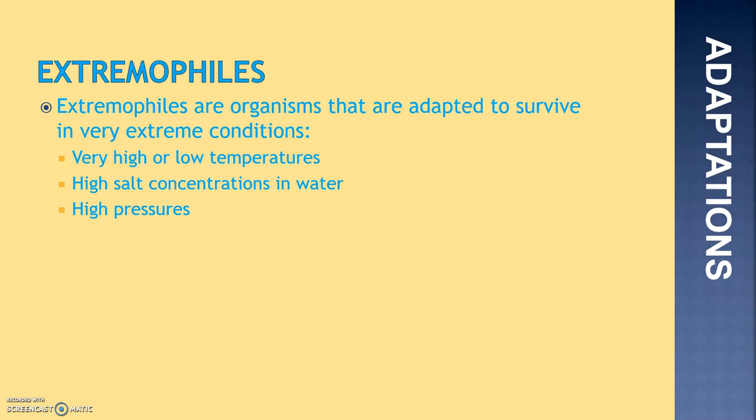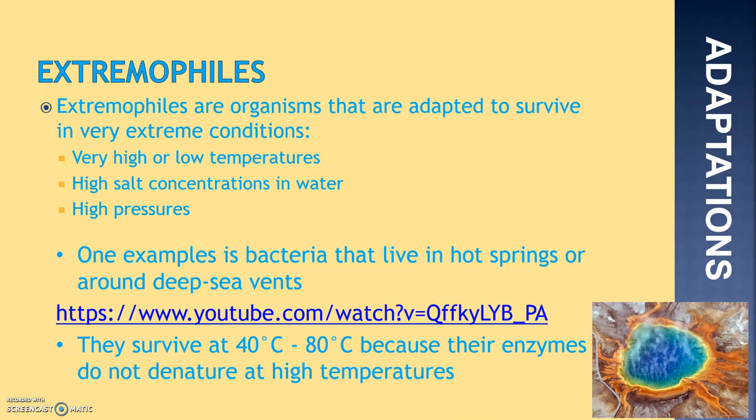Now, one example of bacteria that survive in extreme conditions is bacteria found in hot springs or deep sea vents. These organisms can survive at 40 to 80 degrees because their enzymes do not denature at high temperature. Remember, enzymes start denaturing around 40 degrees, but this is able to survive in extremely high temperature. Now, there's a video there for you to watch. I will let you watch that video in your own time, but this is just for you to gain a bit more knowledge about what we are talking about.